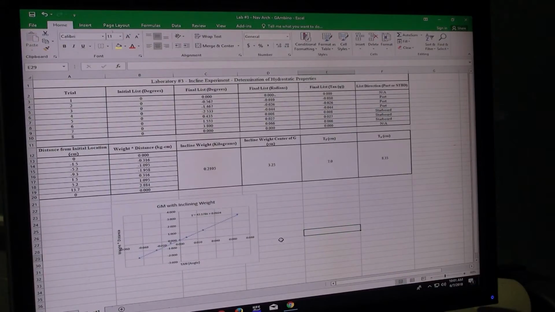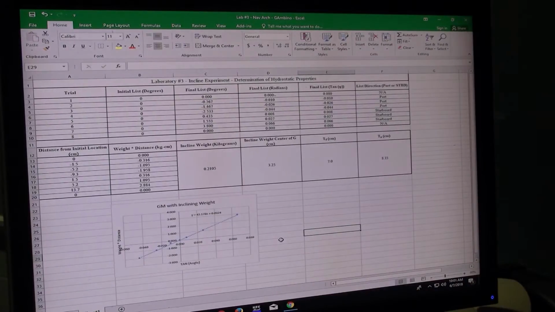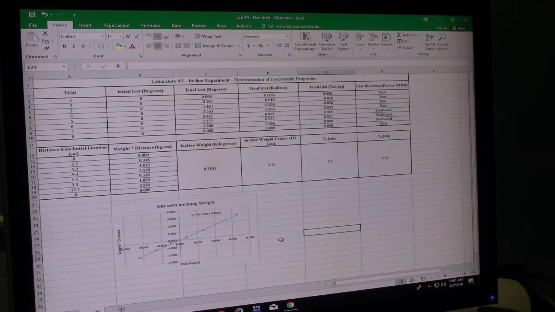Will you describe the units that you have to get GM? Okay. So our GM with inclining weight right now is the equation WD over tan theta. W is going to be kilograms, D is going to be centimeters. Degrees are unitless, so right now this number, 43.178, is kilogram centimeters, and then we divide by the displacement, which is in kilograms, so we get centimeters for our GM.